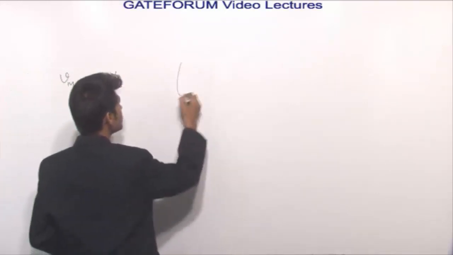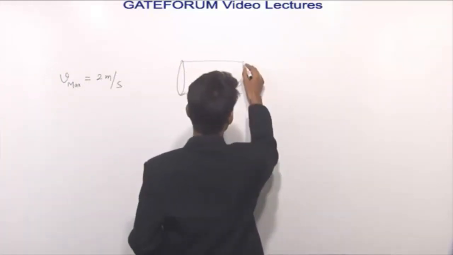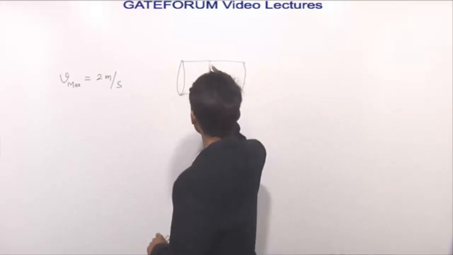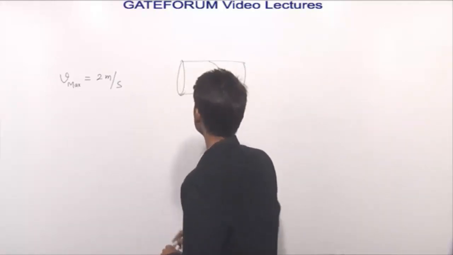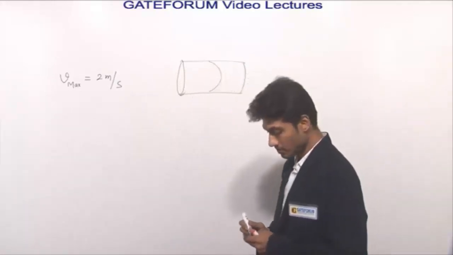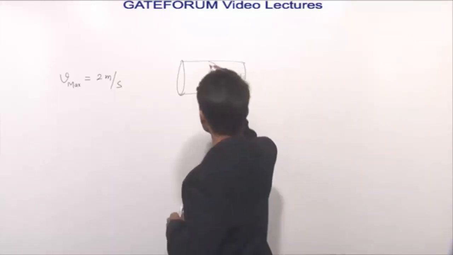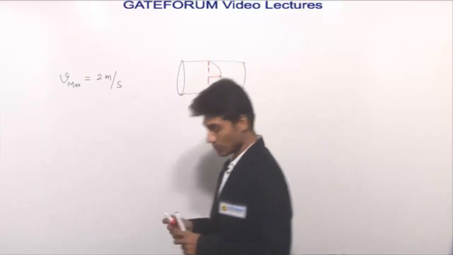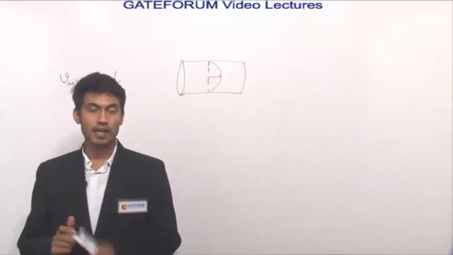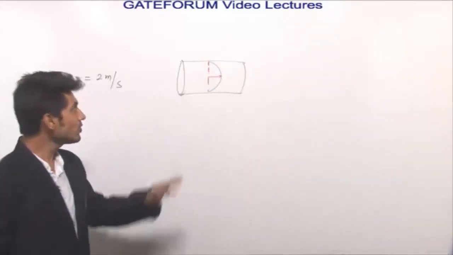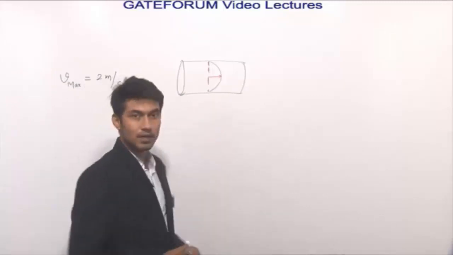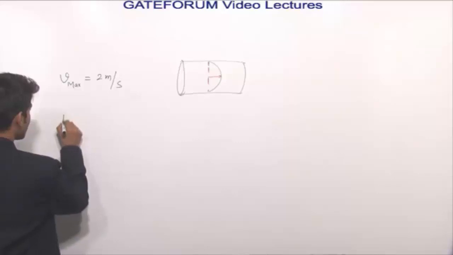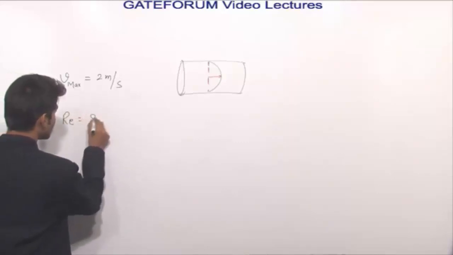In any pipe flow, if the velocity profile is laminar, then it becomes parabolic, and this parabolic profile has its maximum velocity at its center. So we are given this maximum velocity. Now how do we know that the flow is laminar? The Reynolds number. In this question, the Reynolds number given is 800.